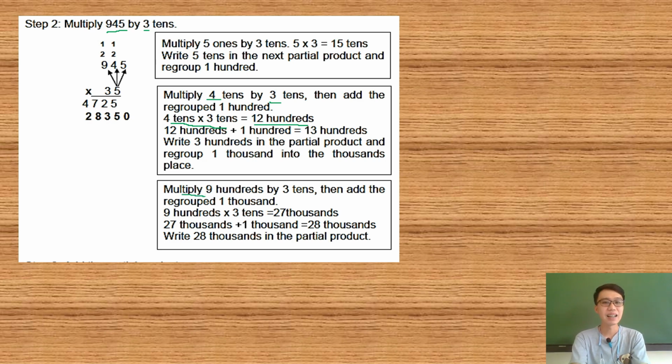Multiply 9 hundreds by 3 tenths, then add the regrouped 1000. 9 hundreds times 3 tenths is equal to 27 thousandths. 27 thousandths plus 1000 is equal to 28 thousandths. Write 28 thousandths in the partial product.